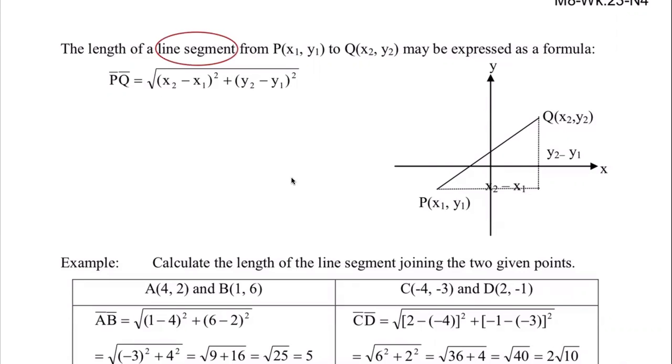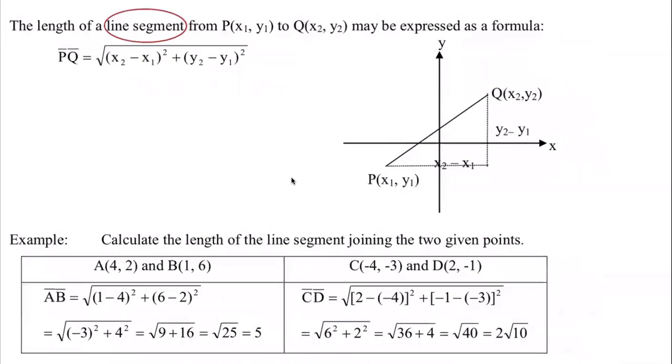Between 2 points P and Q, where the coordinates of P are (x1, y1) and the coordinates of Q are (x2, y2), the length of the line segment PQ may be expressed as the square root of (x2 minus x1) squared plus (y2 minus y1) squared.